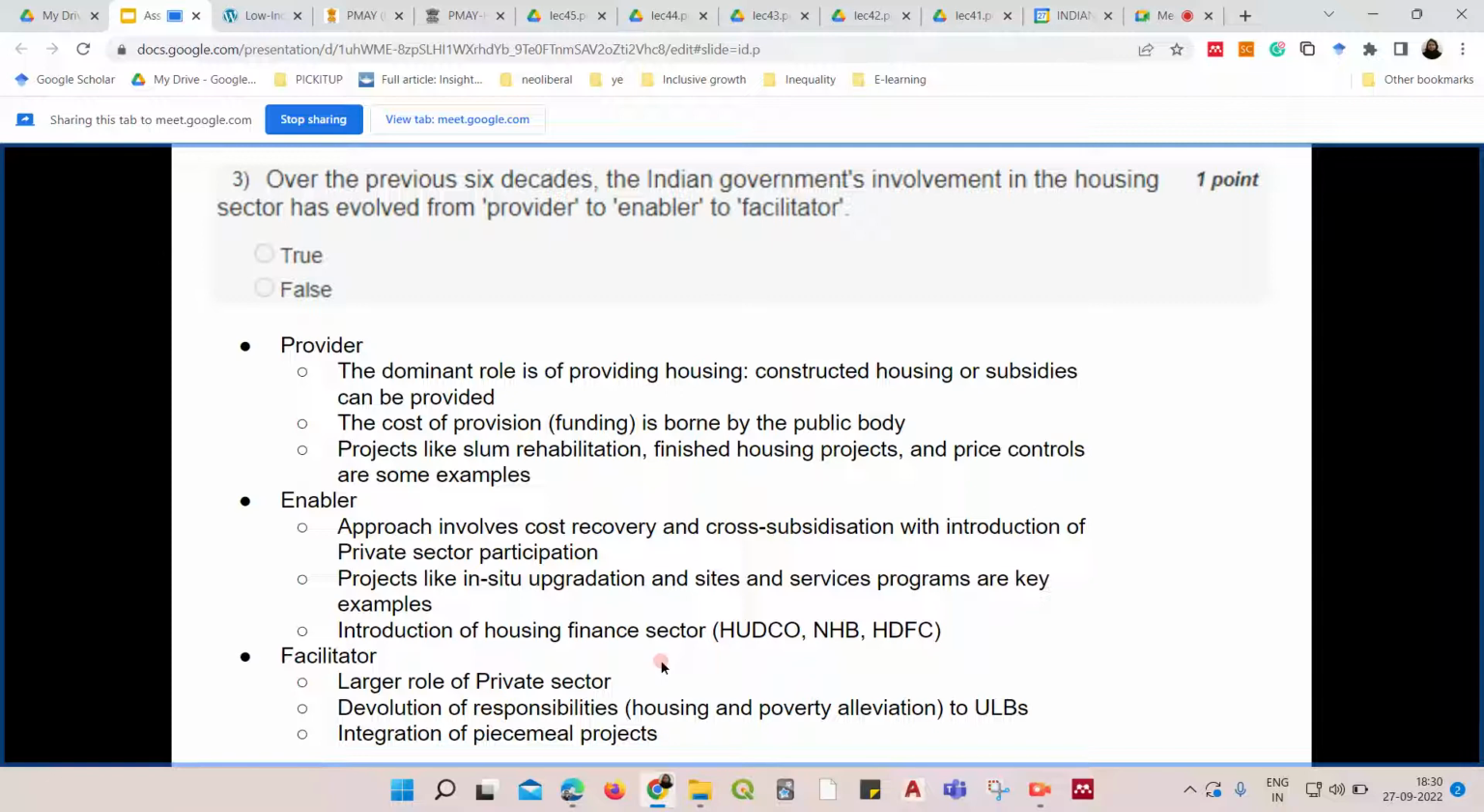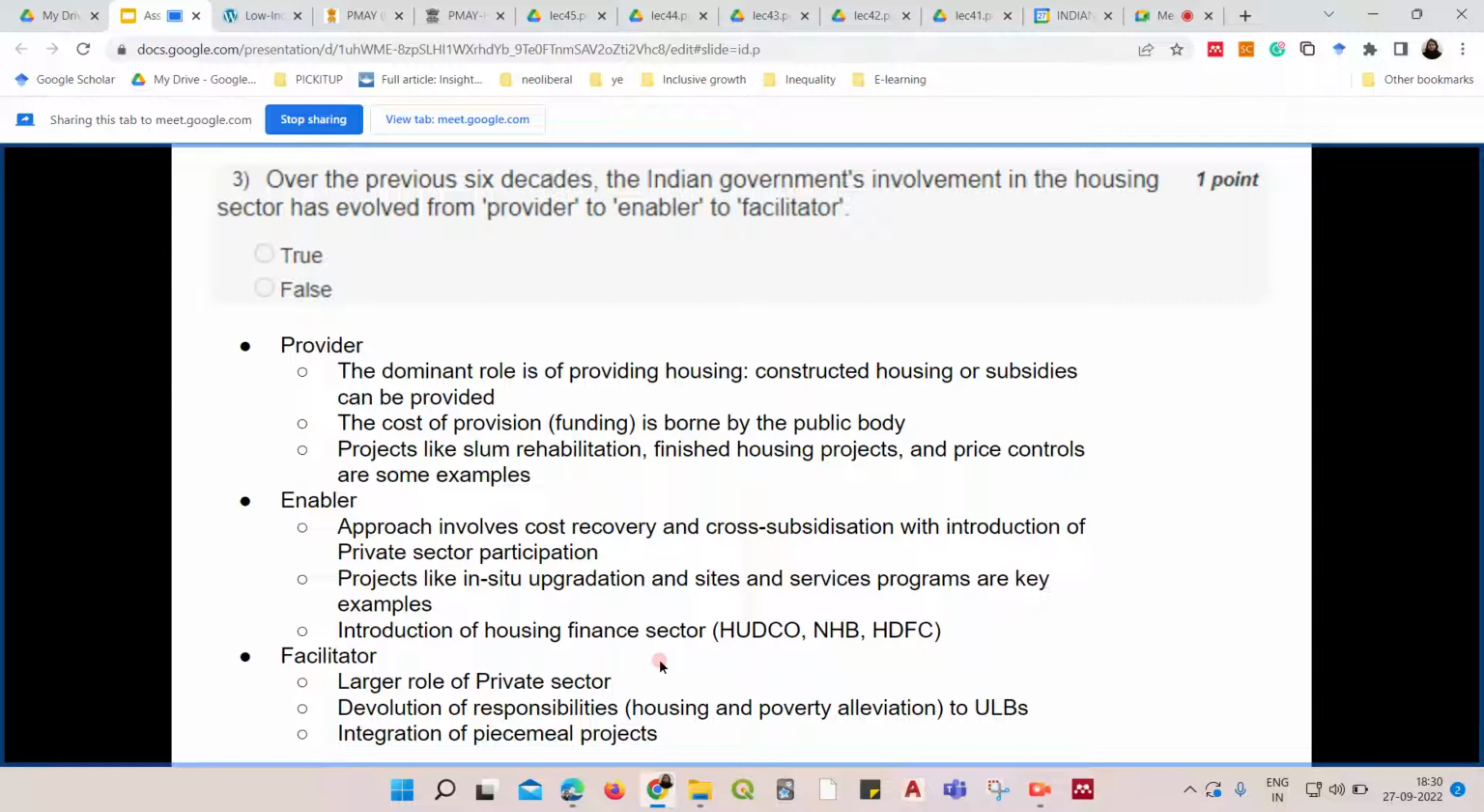So it doesn't play an active part in the facilitation of housing or facilitation of subsidies. It just acts as a regulator, and it devolves responsibility. So in the earlier two, in the first, the housing provision of funding was largely taken care of by the central government, and then when the role of enabler came, the power started devolving from the central government to the state government and a little bit to the ULB.